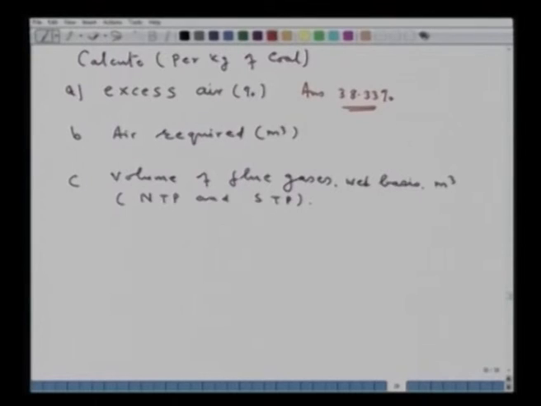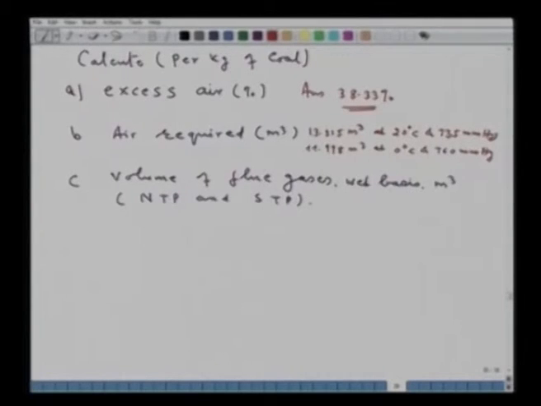Again, if you calculate volume of air, now remember, you have to calculate at NTP and STP. Do not forget to take into account that the air is moist. So, volume of air will be 13.315 meter cube at 20 degree C and 735 millimeter mercury, and it is also 11.998 meter cube at 0 degree C and 760 millimeter mercury. You can also calculate the volume at 25 degree C and 760 millimeter mercury.